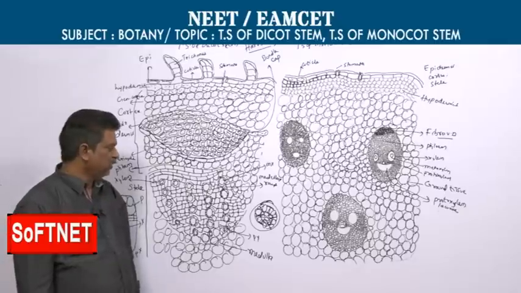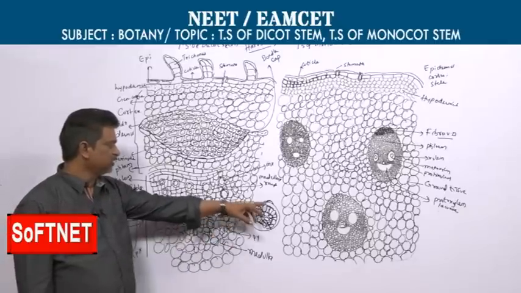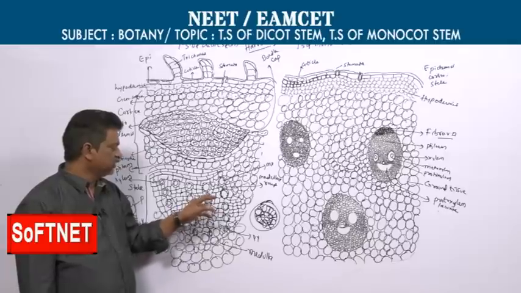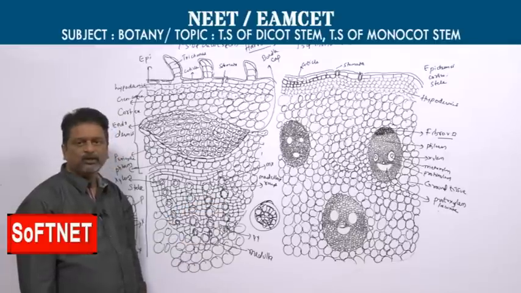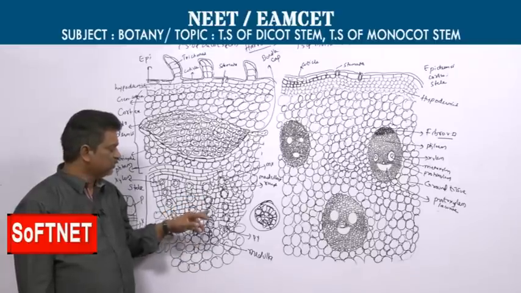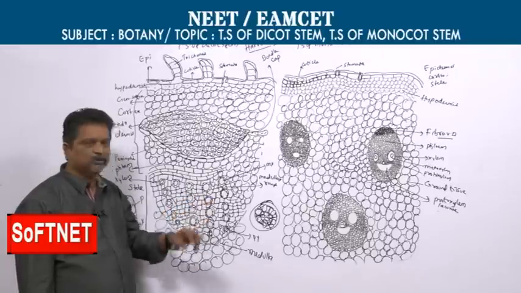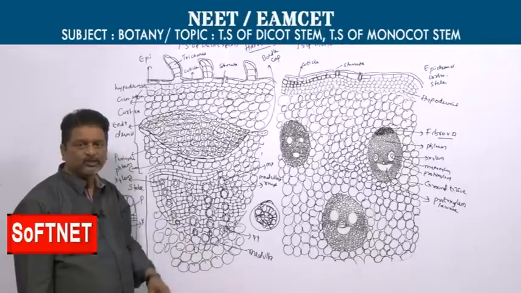Then medullary rays. These are extensions of medulla, called medullary rays. They are useful for lateral conduction. But among stems, medullary rays are present in dicot, absent in monocot stem.